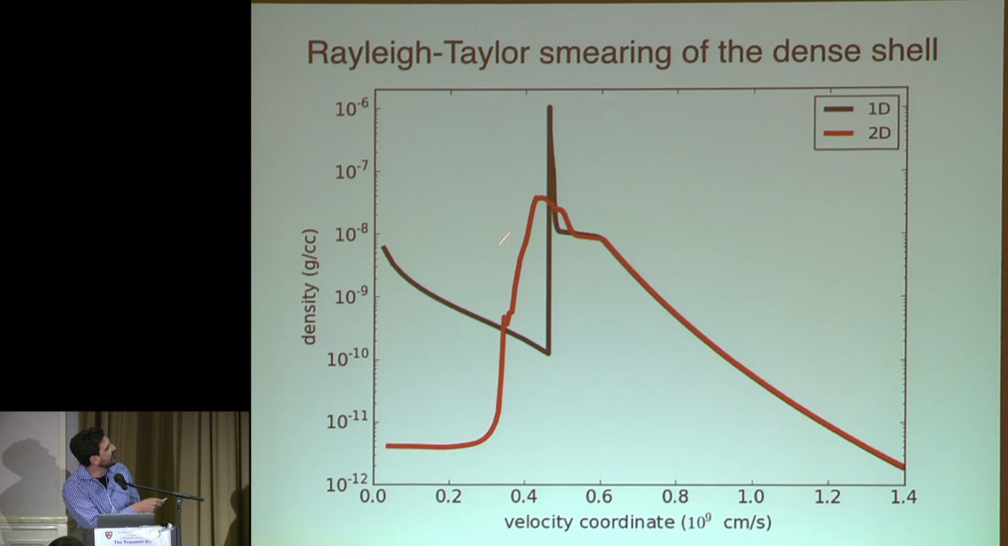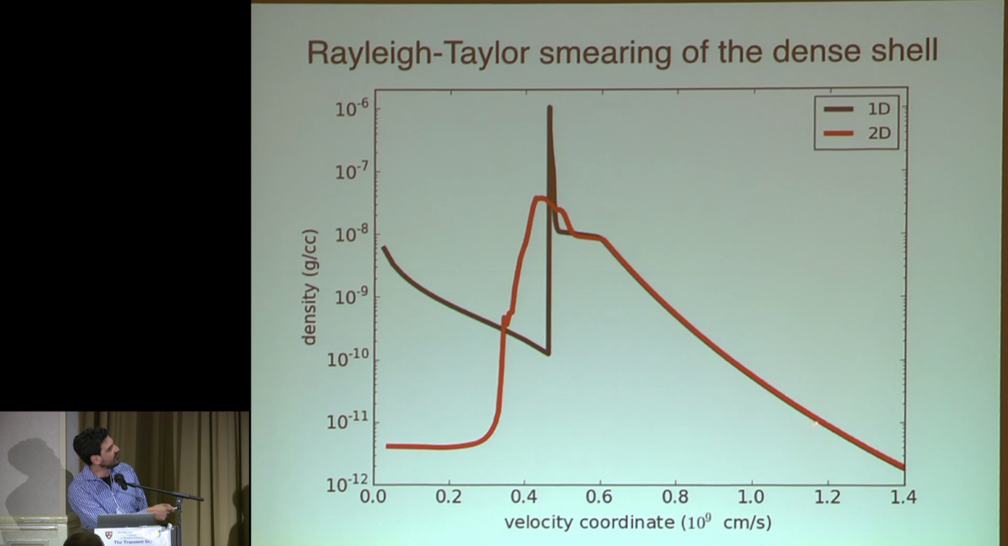You have this cavity and this dense shell. But in 2D, that shell is smeared out quite a bit compared to the very thin shell that you get in 1D. And this was seen also in the work with Chen and Woosley. This has implications for the velocities that you measure in the spectra of superluminous supernovae.